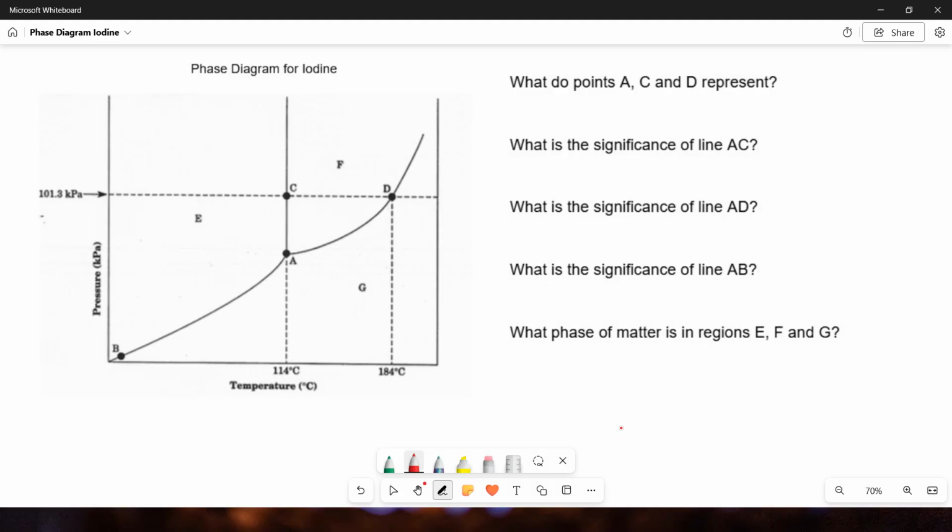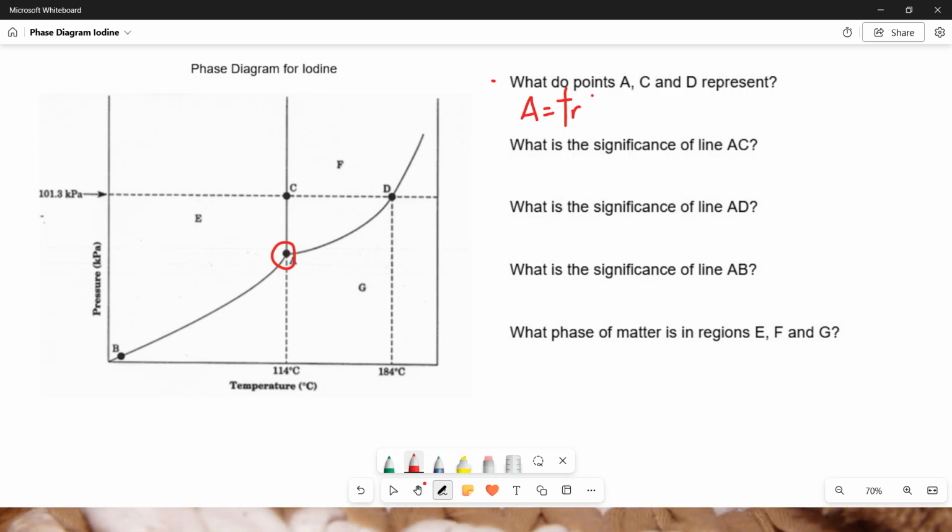So looking at this diagram, looking at question 1 up here, it says what do points A, C, and D represent? So A, you can see, is the intersection of all three phases. So A represents what we call the triple point. That's where solid, liquid, and gas all exist simultaneously.